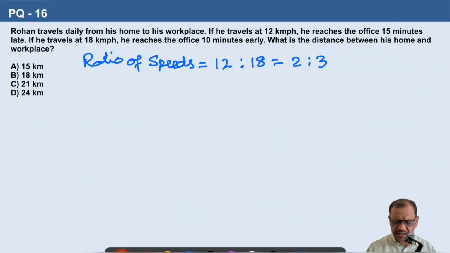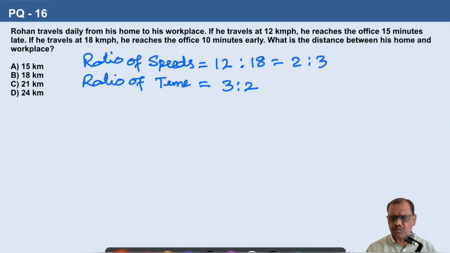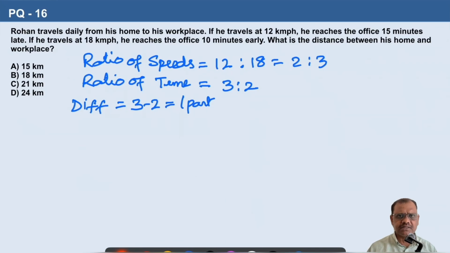Now speed and time are inversely proportional. So let us find out the ratio of time. The ratio of timings is the inverse ratio of speeds, 3 is to 2. So 3 parts is the time taken with a speed of 12 kilometers per hour and 2 parts is the time taken at a speed of 18 kilometers per hour. So the difference of timings is 3 minus 2, 1 part. 1 part is the difference of timings.